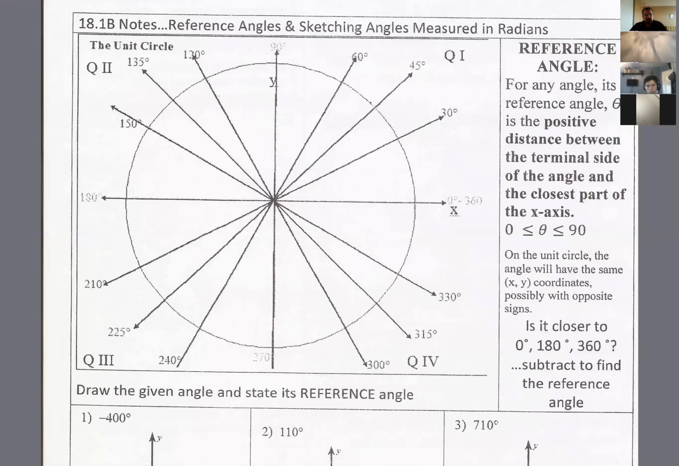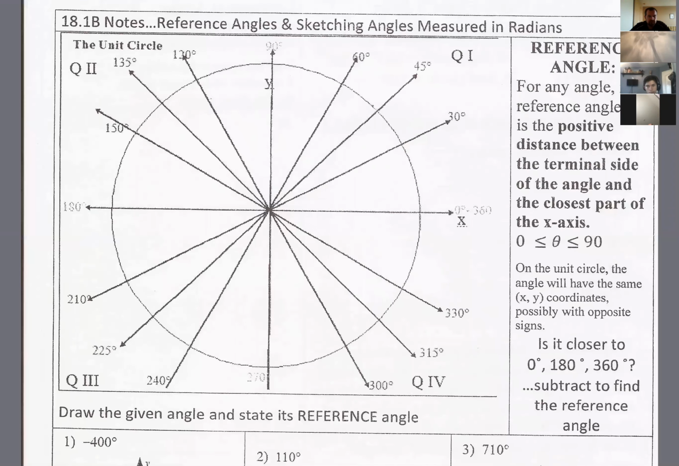So here's the unit circle again. Unit circle just means it has a radius of 1 unit. We'll talk more about that later, so you don't have to stress about that. This one has the quadrants labeled.